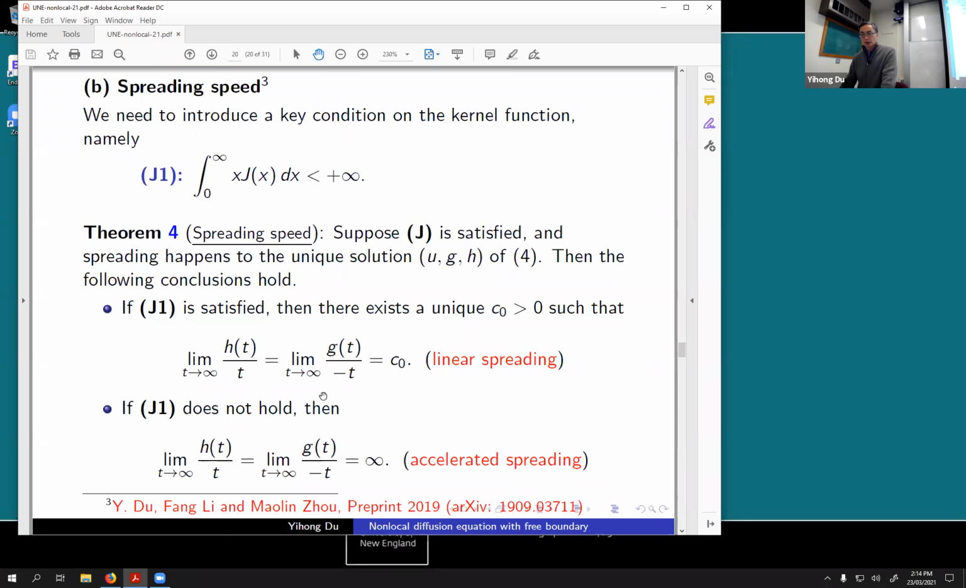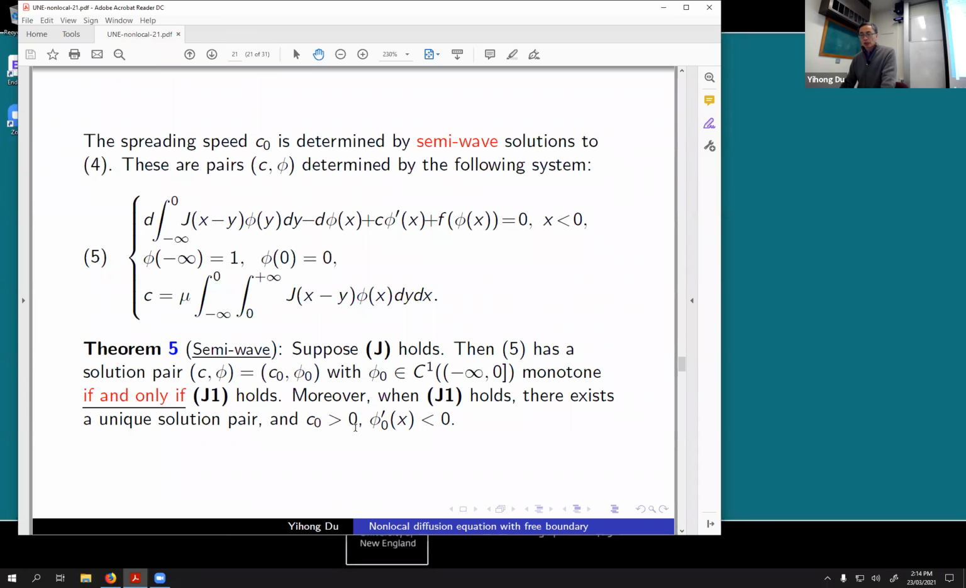So this is joint work with Fangli, the same Fangli, and Maolin Zhou. Maolin was a postdoc here. He left last year to China. So now we also figured out the threshold condition on the kernel function for the free boundary problem.